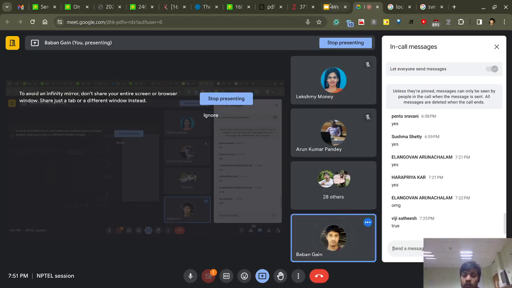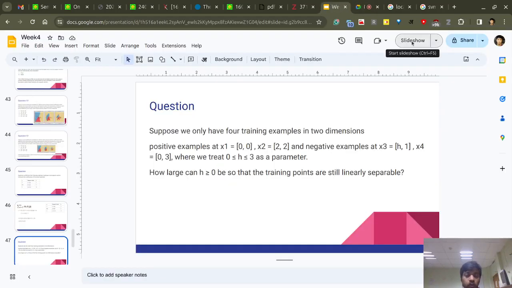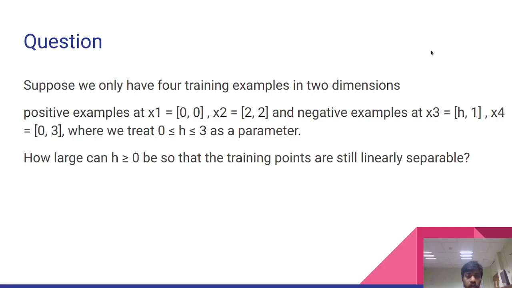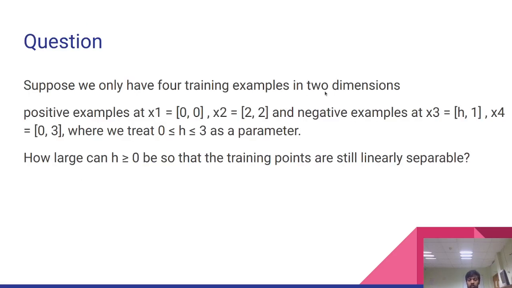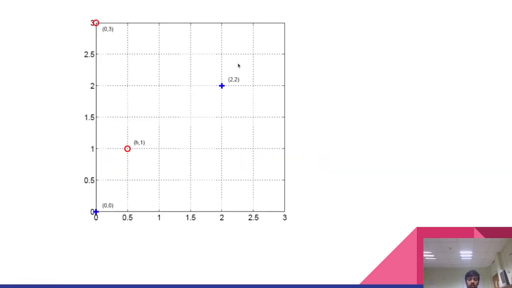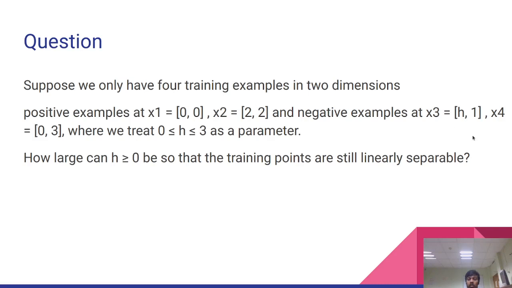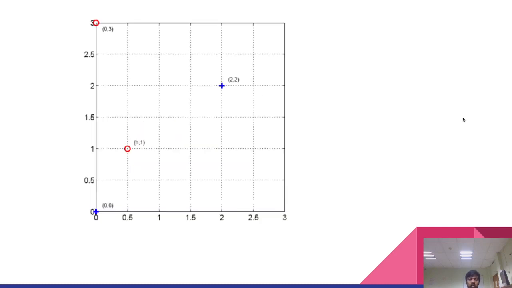So let me show you the graph. This is the graph for these points. (0, 0) and (2, 2) are one class, and (h, 1) and (0, 3) are the other. Sir, can we make their slopes equal to find the value of h, y2 minus y1 equal to x2 minus x1? Yeah, you can try.